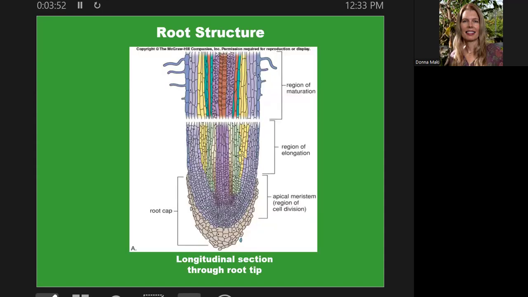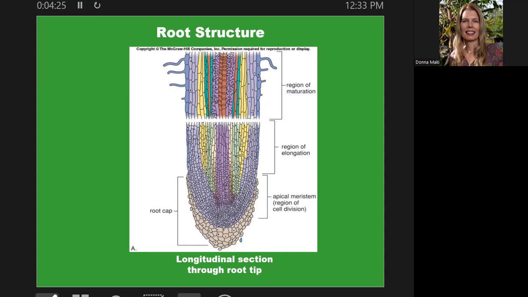Whoops, root structure. We'll get into this now. So I do need you to know the regions of the root as being shown here. This is a longitudinal root that's been sliced down the length, and we're looking at it. And so, of course, you have the root cap that we learned about previously, keeping the root tip and that apical root meristem tissue protected. And so you have your apical meristem right behind the root cap.